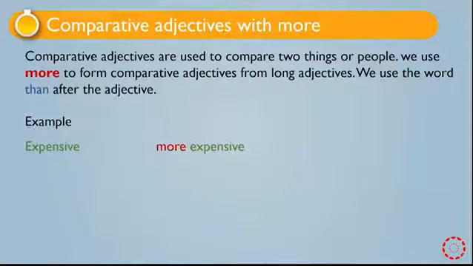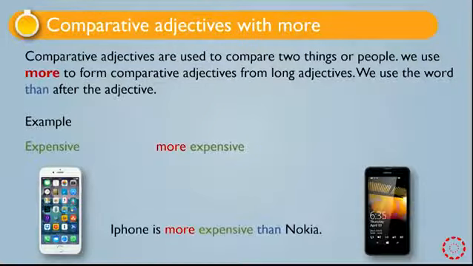Expensive, more expensive. Expensive is the adjective, and we add more before the adjective to make it a comparative adjective. iPhone is more expensive than Nokia. So we have the comparative adjective, more expensive, and we add the word than after the adjective in a sentence.